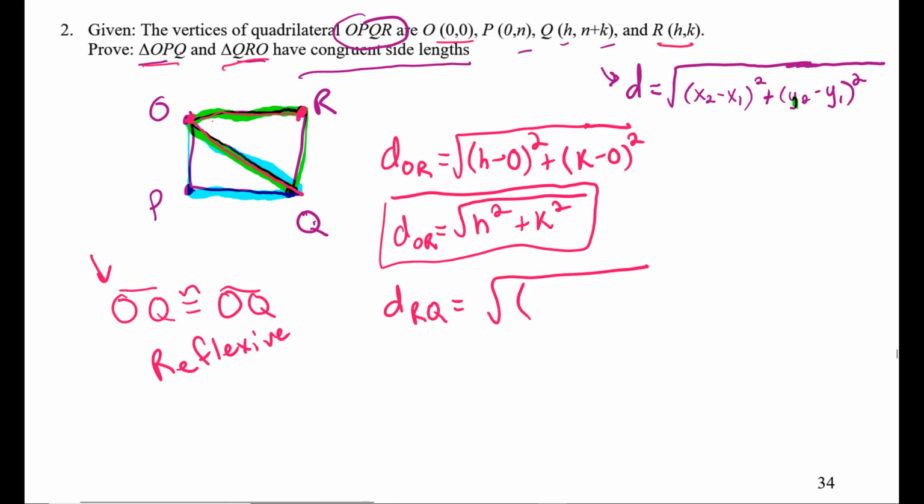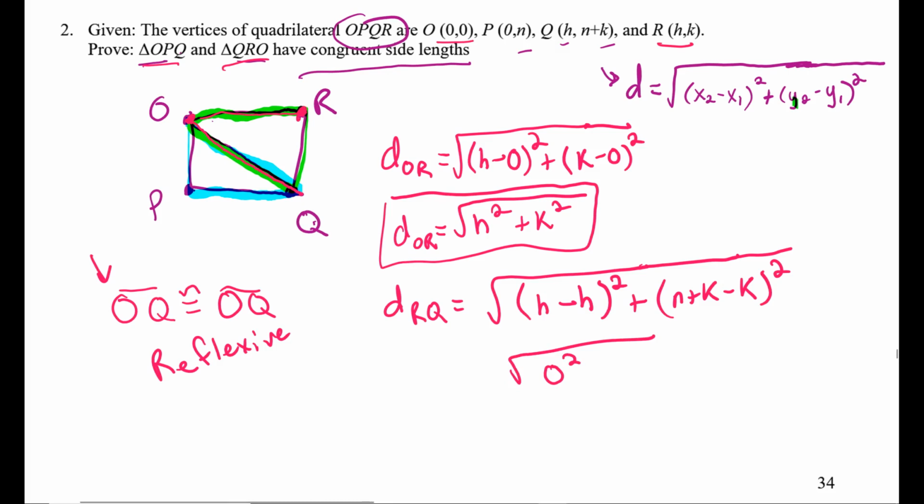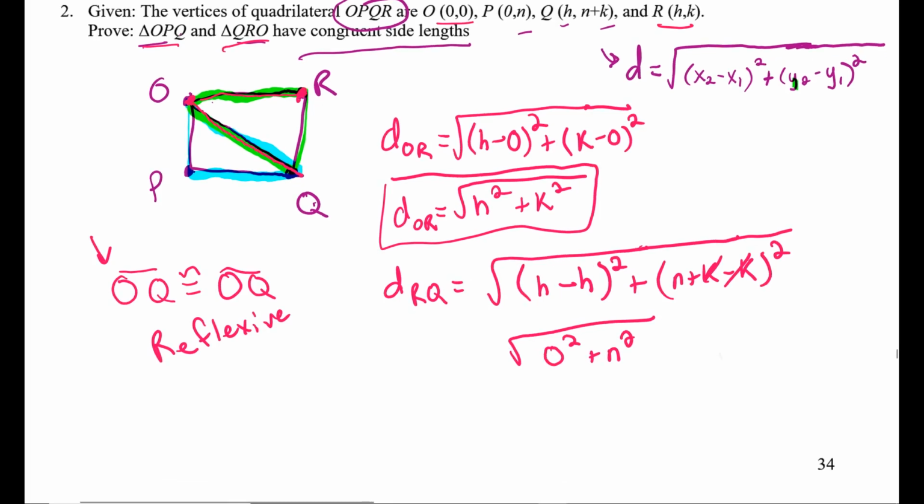So my x coordinate for Q is h minus my x coordinate for R, which is also h, squared, plus, now be careful here, n plus k minus k quantity squared. A lot of good things happen here. h minus h is just 0 squared, so that's just going to be 0. And n plus k minus k is just n squared. So what this ends up turning into is just the square root of n squared, or just n. So the distance between R and Q is just n.